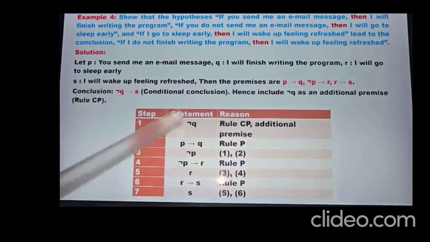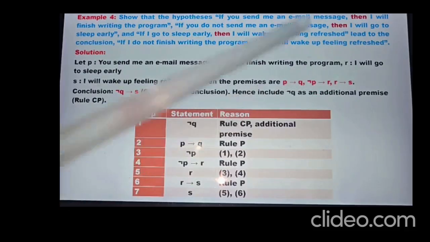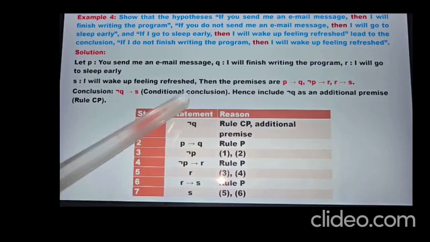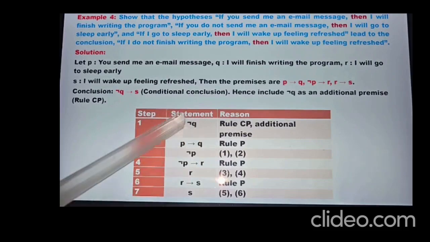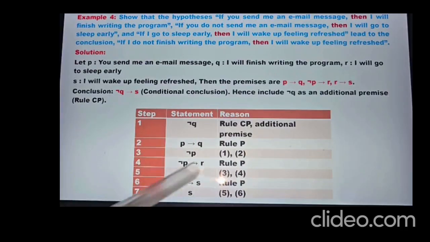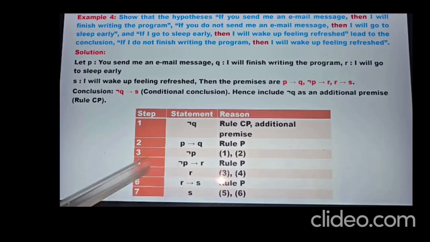That is, negation Q is an additional premise, P to Q is true. Then by contrapositive for this statement, and using step number 2 and step number 1, I get negation P by means of modus ponens. And then next, negation P to R is true, that is a given premise, then you apply step number 3 and step number 4, I get R is true. And then R to S is true, again R is true, R to S is true. By step number 5 and 6, I get the answer as S is true.